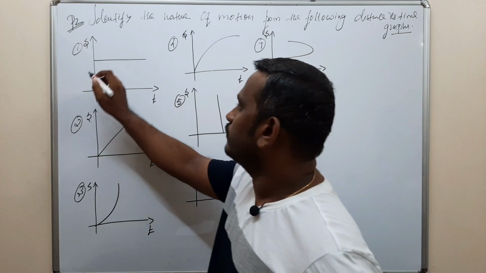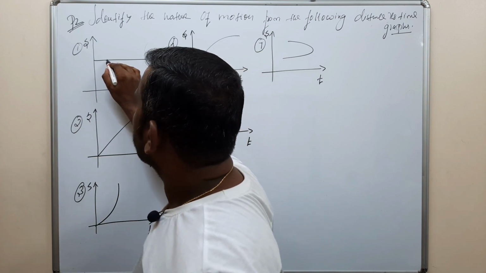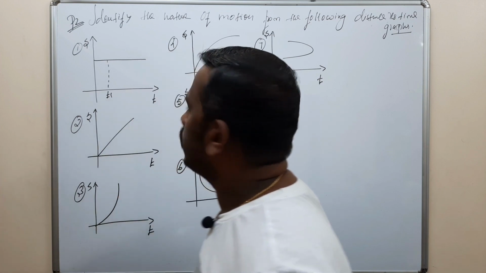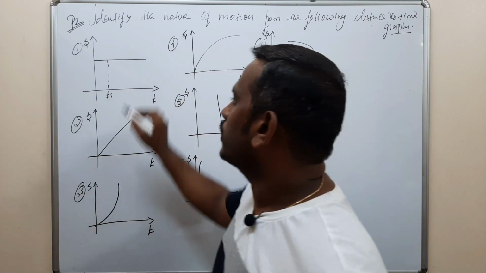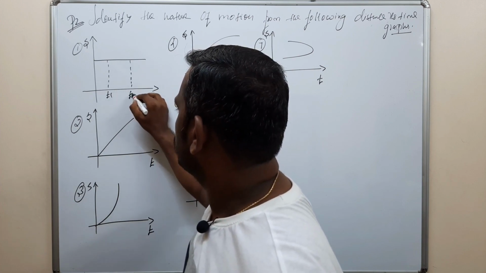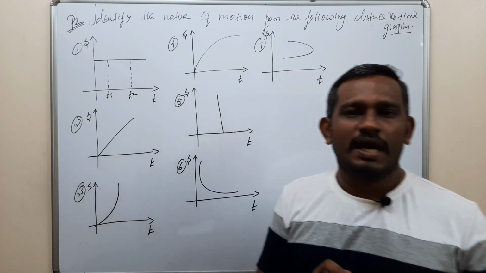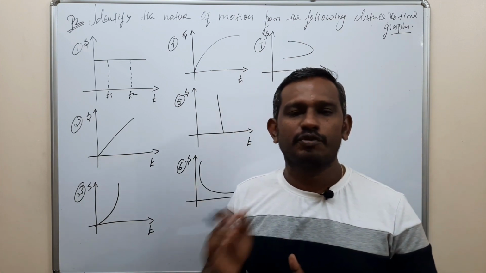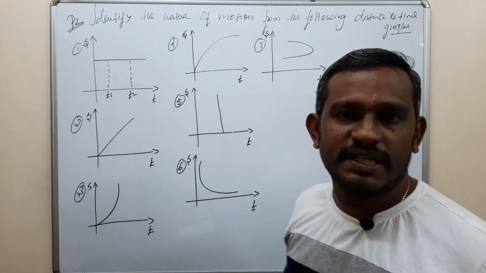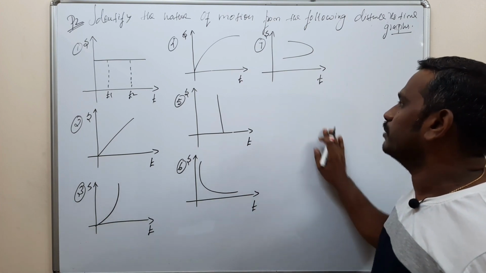So first graph, when you consider this graph at a time t1, the body is at a particular distance. At a time t2, the body is at the same distance. That means as the time goes on, the body doesn't move from that position. That's why we can say that the body is at rest.